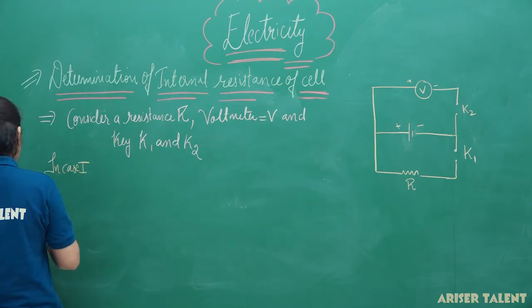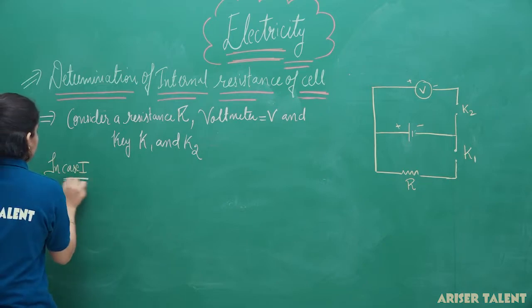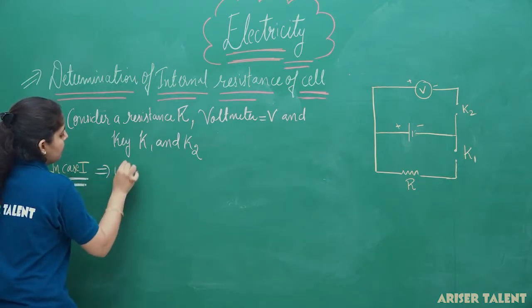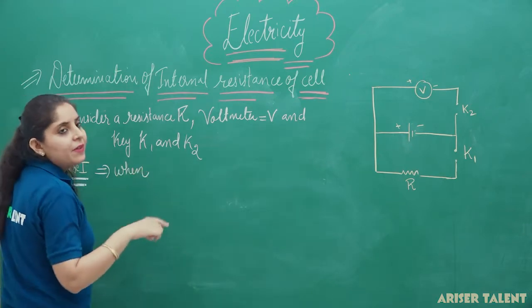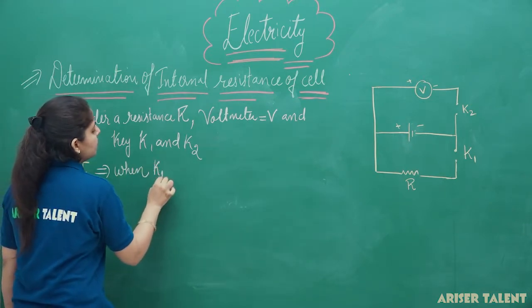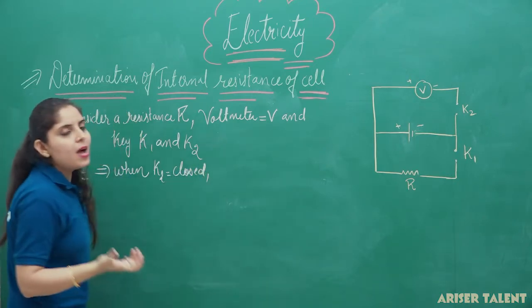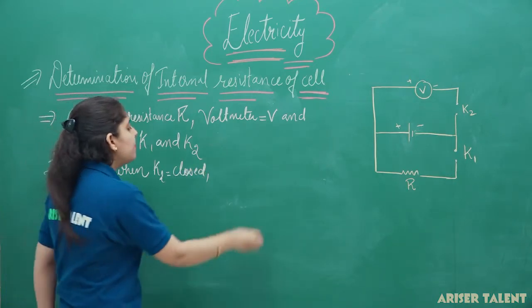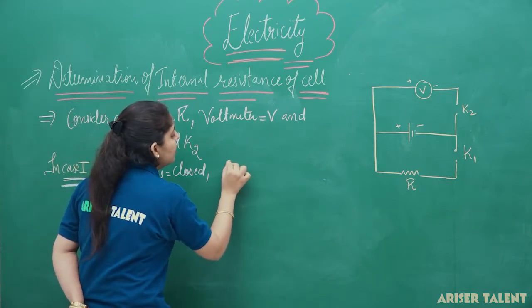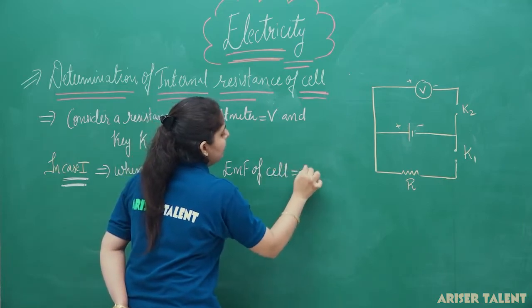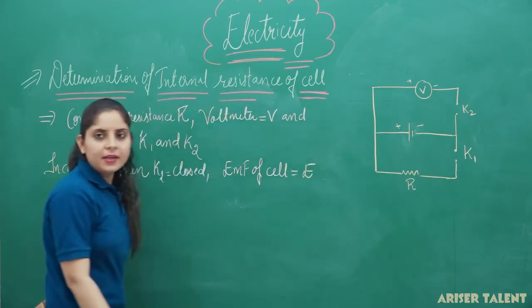In case 1, when K1 is open and K2 is closed, if you kept K2 closed, a small amount of potential difference will be generated, and that is called the EMF of the cell, and that will be equal to capital E.